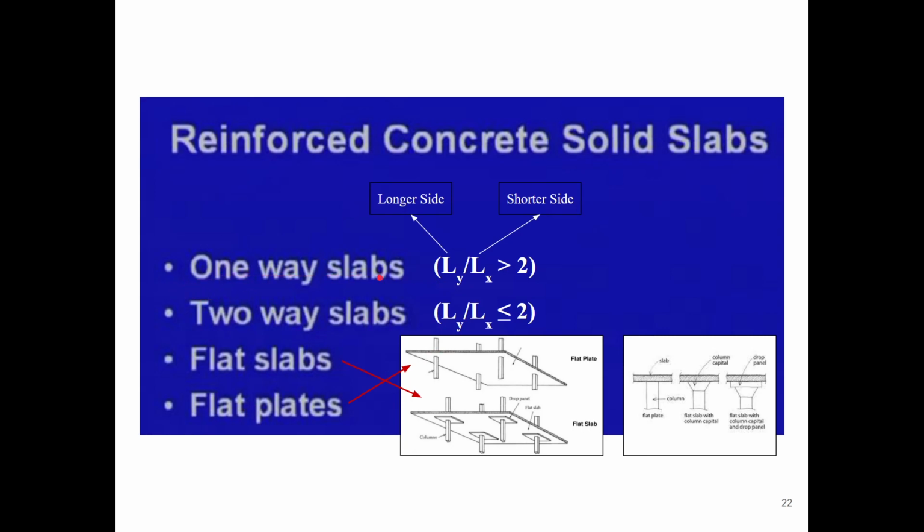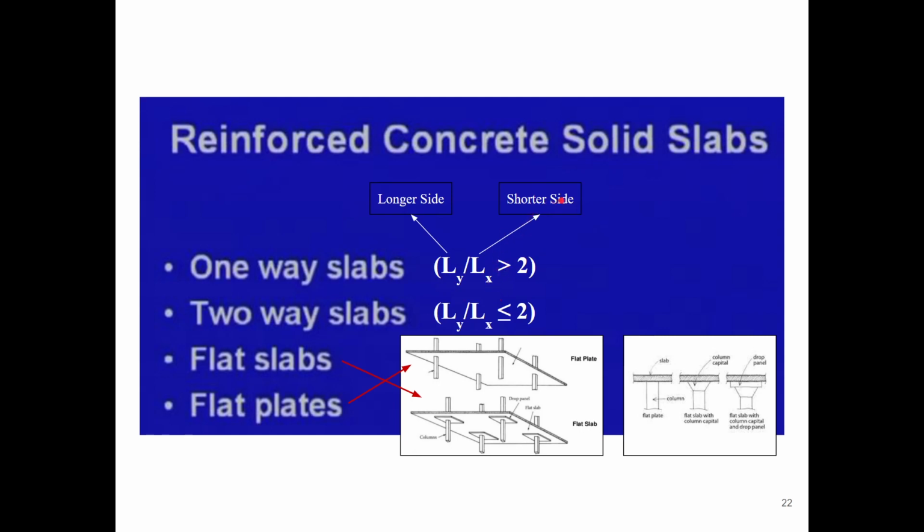One way slabs are those RCC slabs where the Ly by Lx value is always greater than 2. For example, if the slab has a dimension of say 11 by 5 meters, we will always take the longer side as Ly. So 11 meters will be Ly, and the shorter side will be 5 meters.